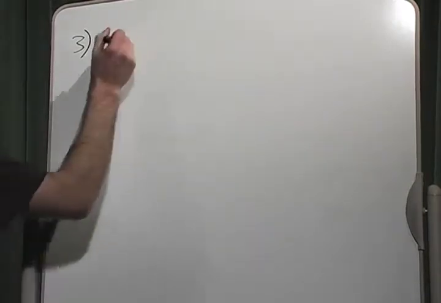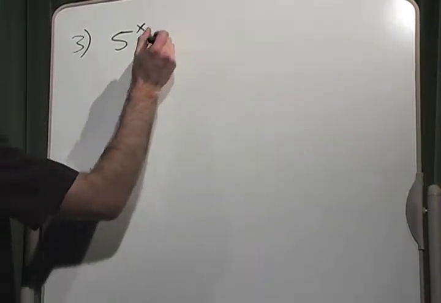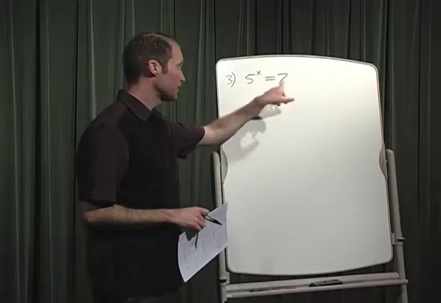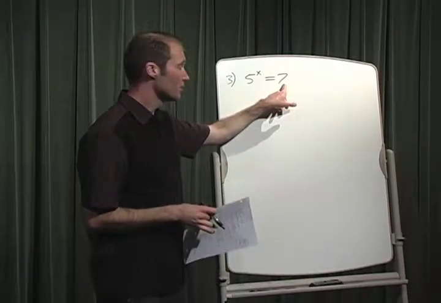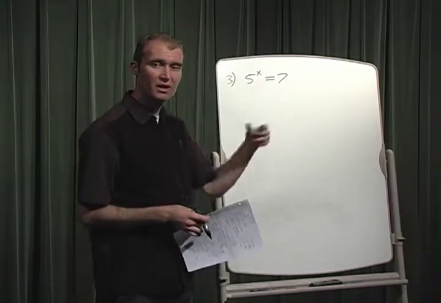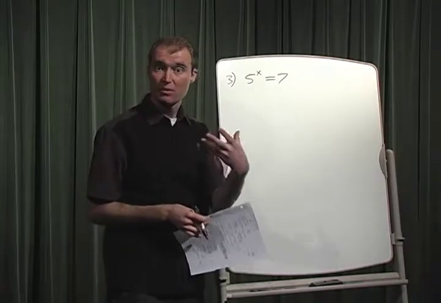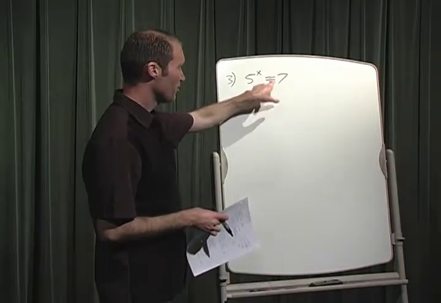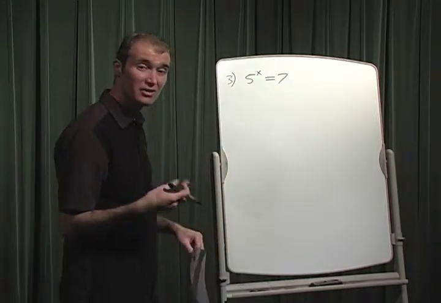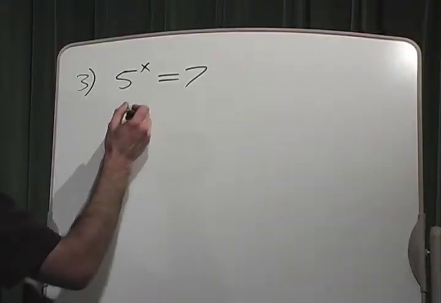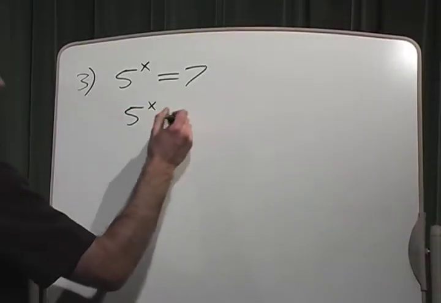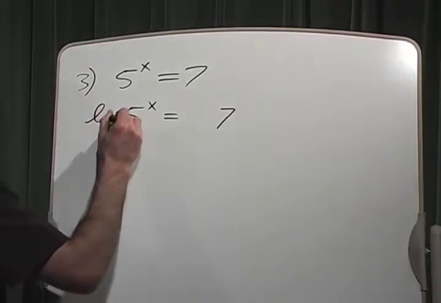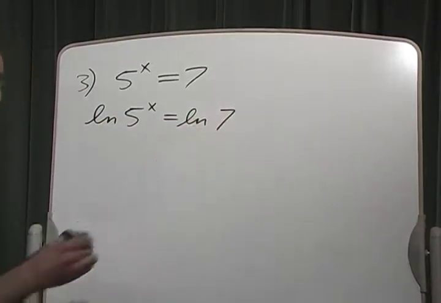Suppose that I have 5 to the x equals 7. Well, if it was 5 to the x equals 25, or some nice power of 5, then that would be something that I could maybe just do in my head. But it's hard to see 5 to what power gives me 7. Now here's the trick. I'm going to go ahead and rewrite that equation. 5 to the x equals, leave some space, 7. And then I'm going to take the natural log of both sides.